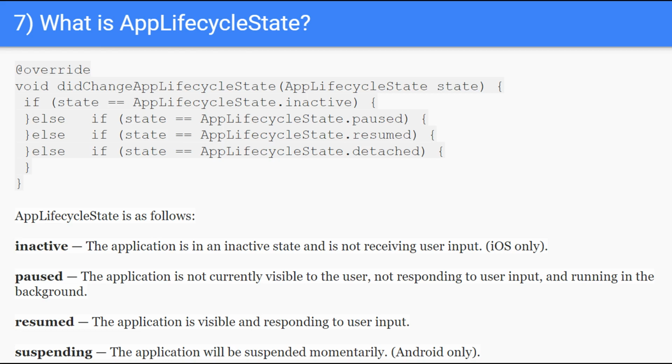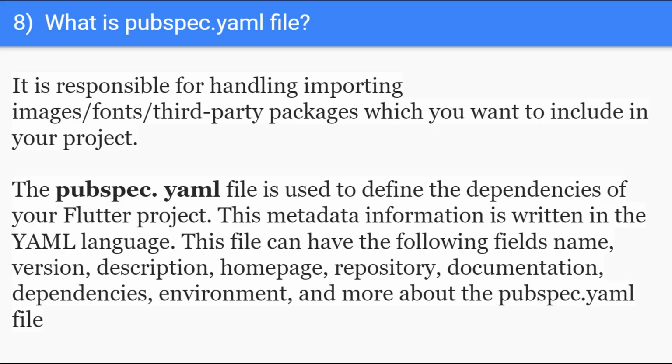Then the resumed state. Resumed state is called when the application is visible and your user is able to perform click actions or whatever actions, responding to the application. Then suspending. Suspending is called only for Android, and this state is called when the application will be suspended momentarily.